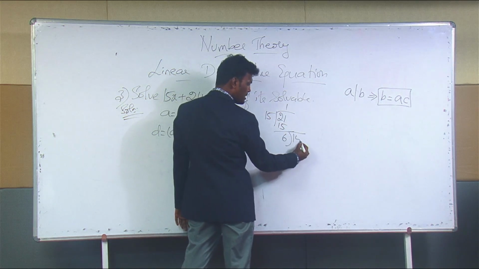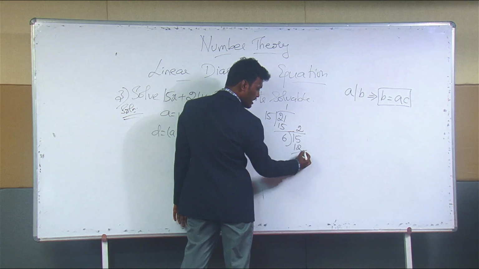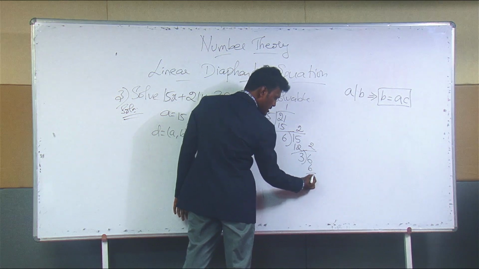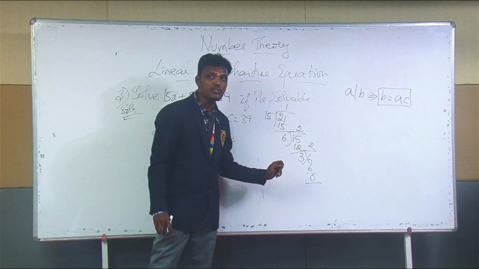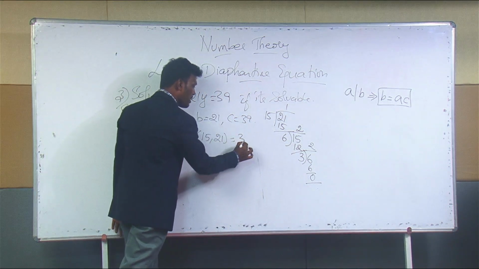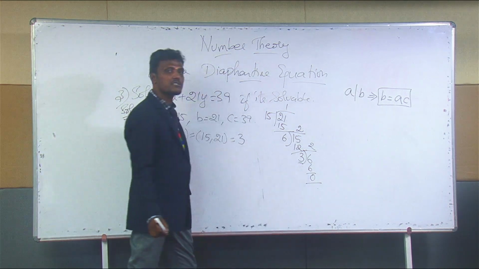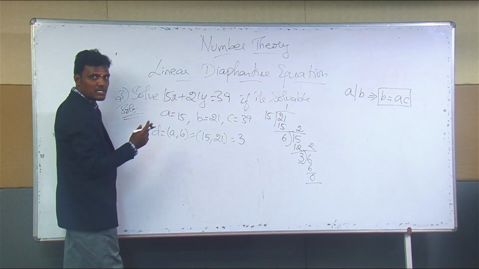Then obviously the 15 goes inside, so 6 2s are 12, remainder is 3. Then inside 6, 2 3s are 6, remainder is 0. So the least non-zero remainder is 3. So GCD of 15 comma 21 is 3. The least non-zero remainder is your GCD. So GCD is 3. So we have to check whether it is solvable or not.